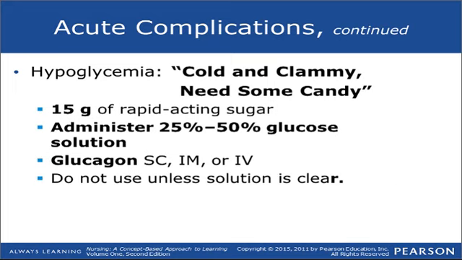You can give glucose, D50 syringe. You've probably seen that done before. Glucagon can be given subcutaneous, IM, or IV. Do not use unless the solution is clear. Also in your Pearson, page 823 has a section on sick day management that you may want to look over.